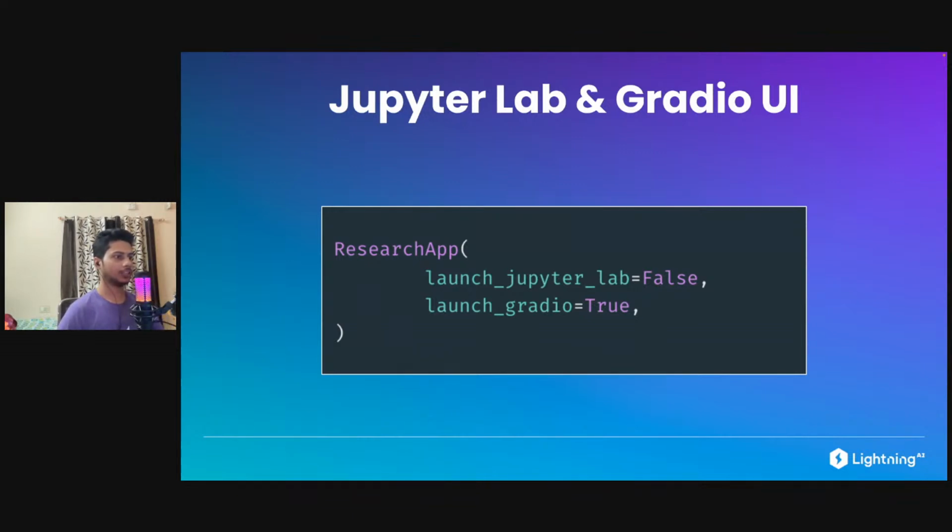Next is launch Jupyter Lab. If you want to provide your users a fully fledged Jupyter Lab where users can launch a notebook and run the code, you can set this flag to true. But this is not recommended since if you share this app URL to everyone, they can run anything on your cloud. So by default, it is set as false.